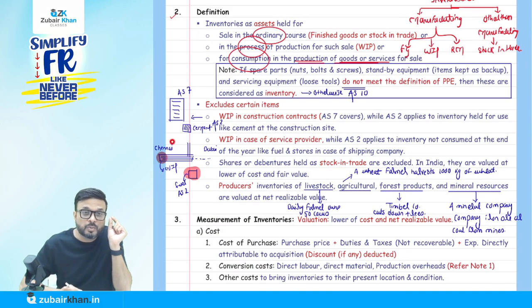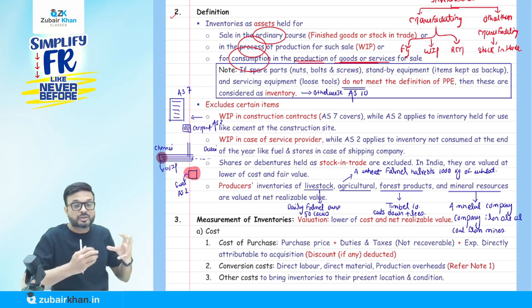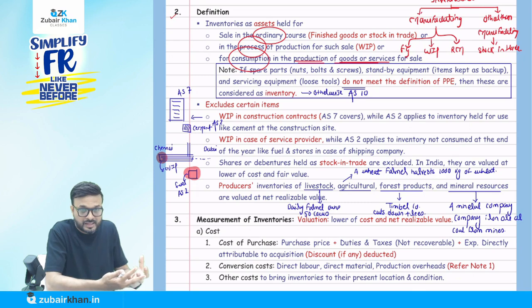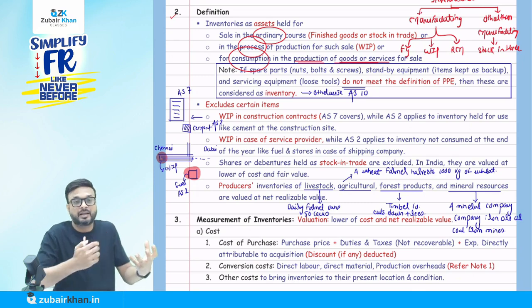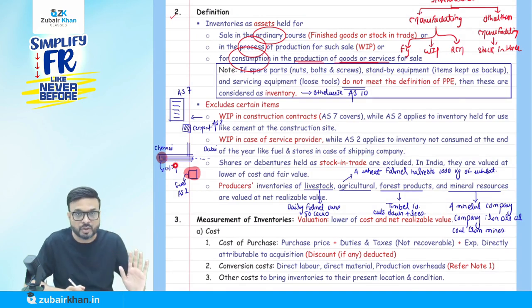Now we are consuming fuel when the ship is going from Chennai to Dubai that year. This fuel will be the WIP in case of a service provider. So you are using it while you are providing the services. We are providing services and consuming that fuel here, so it will not be covered under Accounting Standard 2.